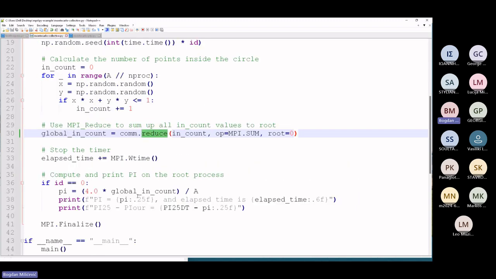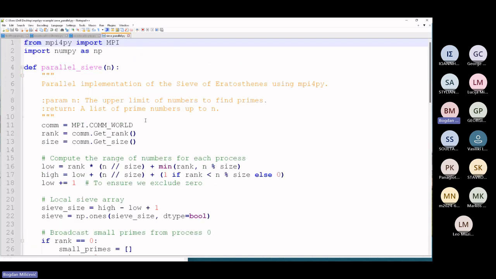Okay, let's go to another example. And this example is actually maybe a little bit more complicated. And that's why I won't be expecting you to understand much of the details, but I will explain the main parts. So this is the implementation of the sieve of Eratosthenes.